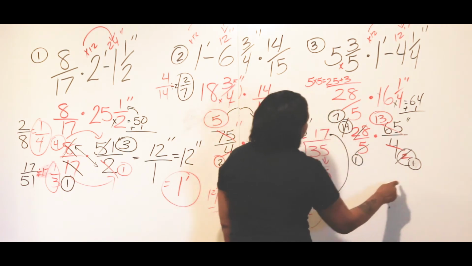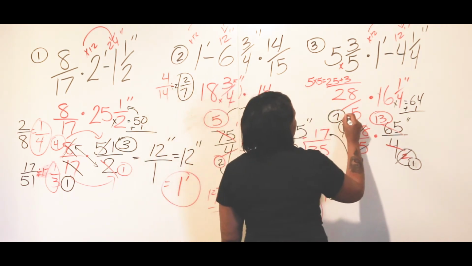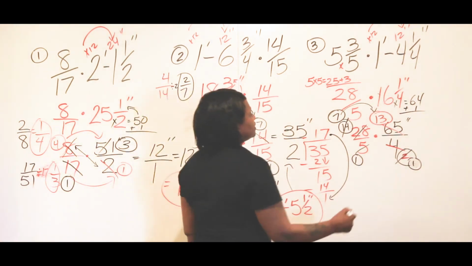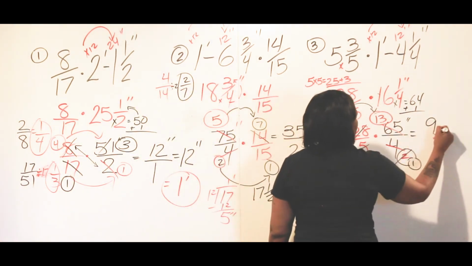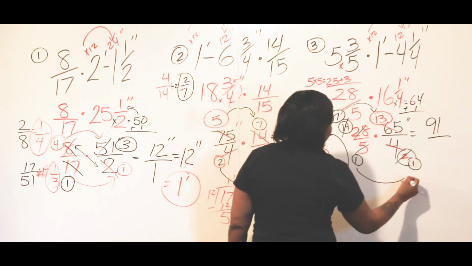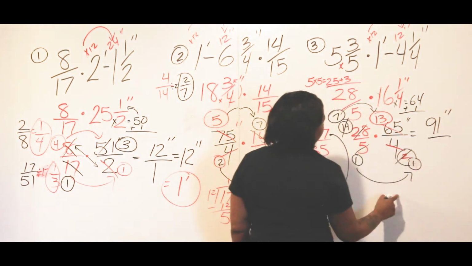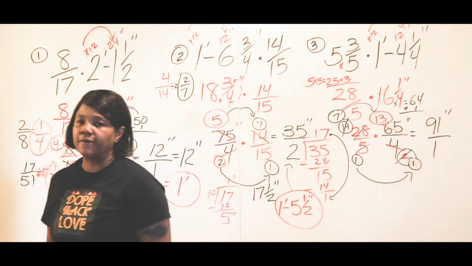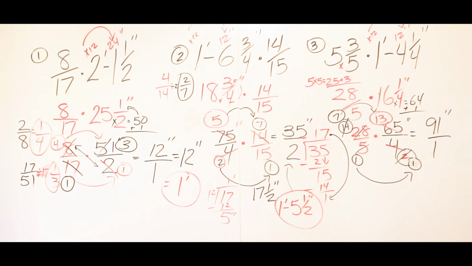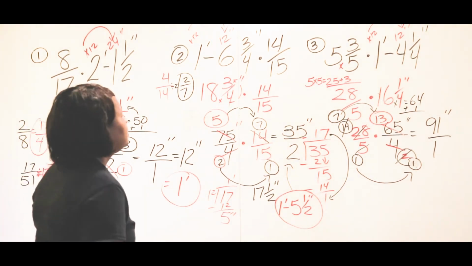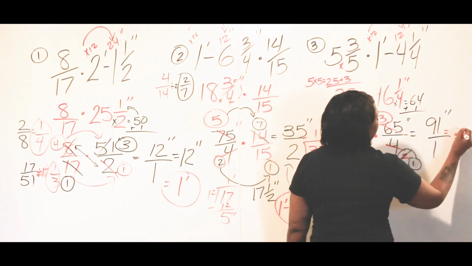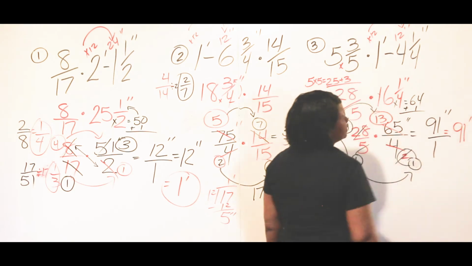Can't reduce that way. So now we multiply 7 times 13, which is the numerators, and we multiply the denominators, 1 times 1. What type of fraction is that, first of all? Improper fraction. We have 1 for a denominator. What do we know when we have 1 for a denominator? The numerator is the answer. So far we got 91 inches.